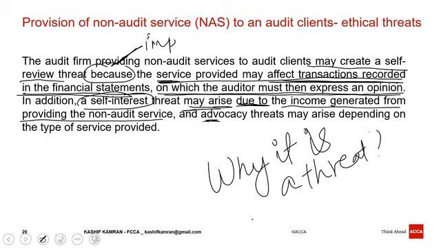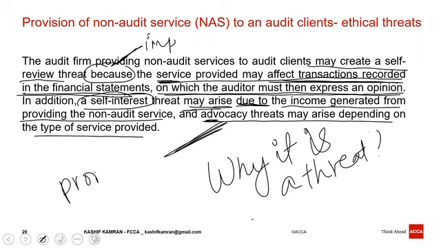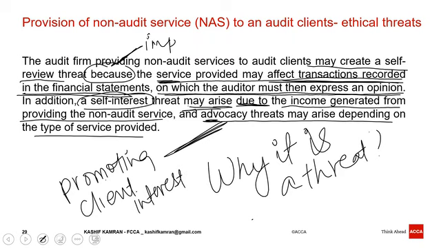Okay, and an advocacy threat may arise depending upon the type of service. I just mentioned advocacy threat would arise when you promote the client interest. So when you are promoting the client interest, an advocacy threat would arise. So please be very clear with these definitions. Please be very clear with the definition of the threats when it comes to offering a service to an existing client.